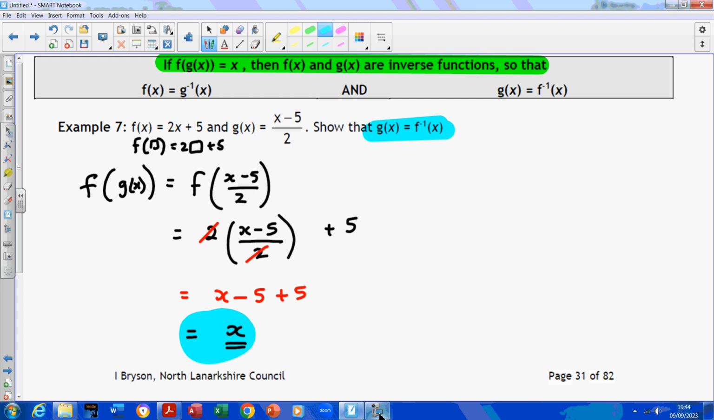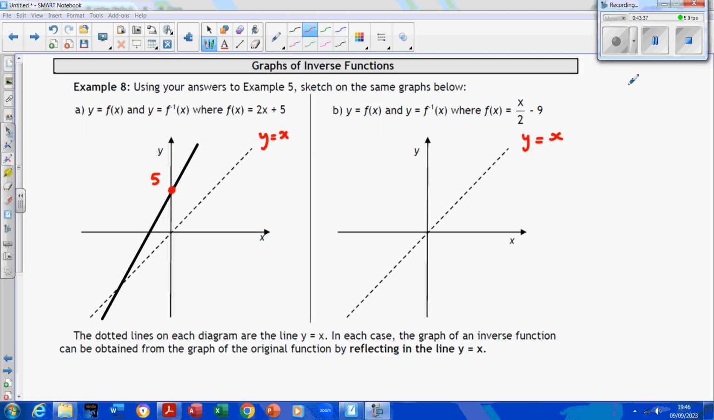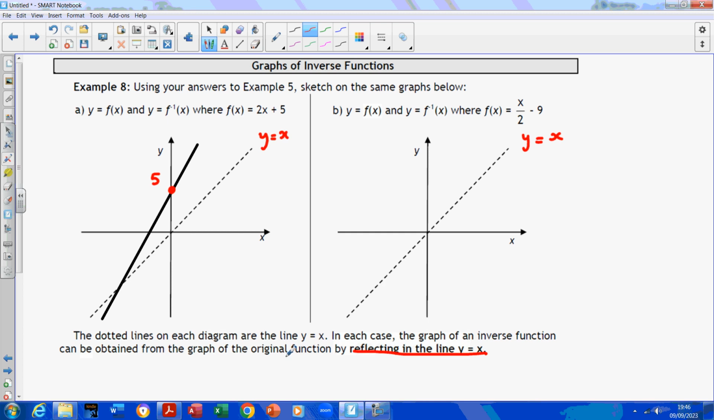The only thing we've now got to do is the graphs. I might as well do it and finish it just now. Okay, to get the graph of an inverse function, it says down here, the dotted lines in each diagram are the lines y equals x. In each case, the graph is an inverse function, and it can be obtained from the graph of the original function by reflecting it in the line y is equal to x. So we're pretending that that's a mirror.